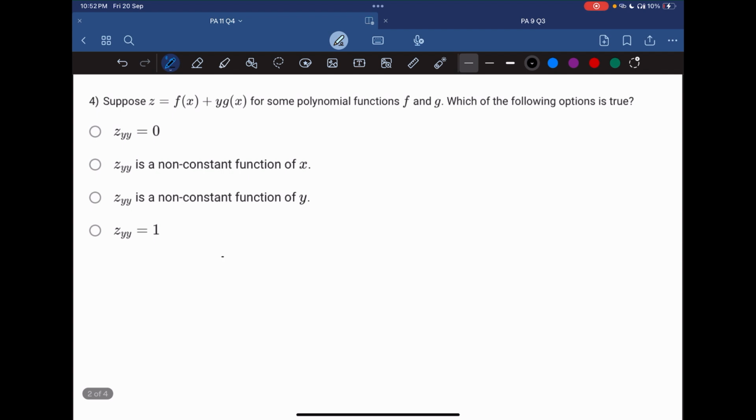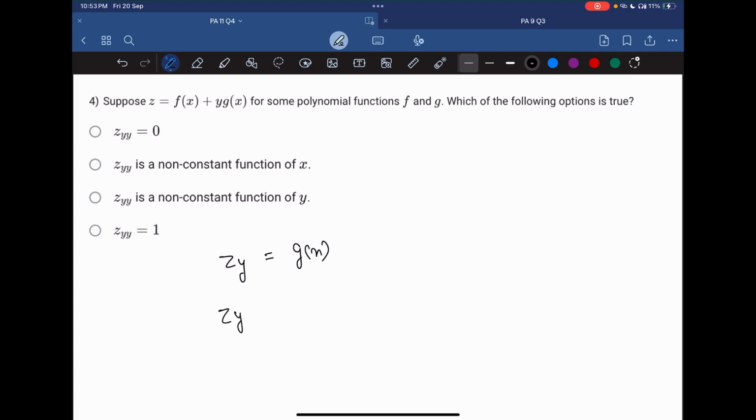If we find the first partial derivative of the function z with respect to y, then here f(x) is a function of x. So when finding the partial derivative with respect to y, it would be 0. And for this term, y times g(x), it would be just g(x).